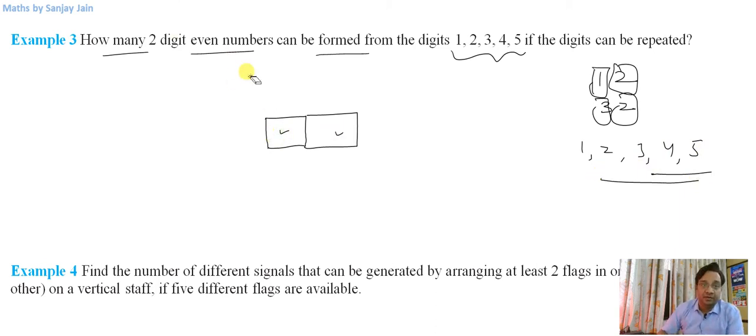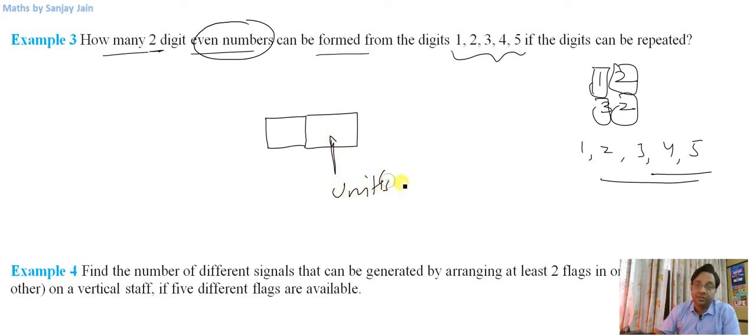Okay, now what is the given condition? That the number should be a 2-digit number and the number should be an even number. So for an even number, the units place, that is this place, should be occupied with an even number or multiple of 2. Either you should have 0, 2, 4, 6, 8, right? Apart from these, you cannot have any other digit at this units place because I need only 2-digit even numbers.